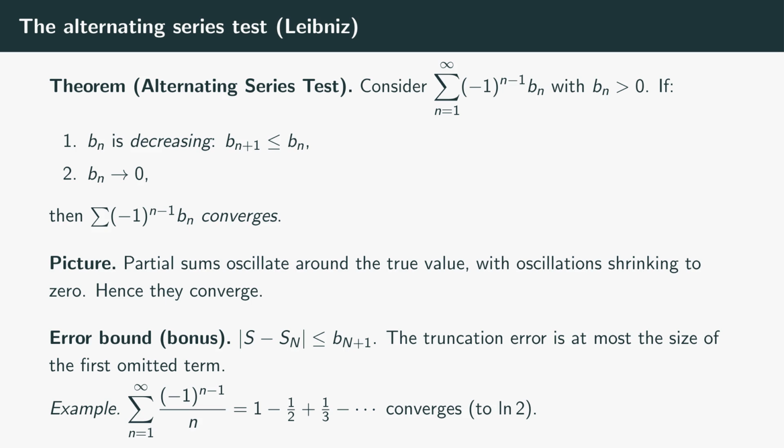Canonical example. The alternating harmonic series, the sum of (-1)^(n-1) over n, equals 1 minus 1/2 plus 1/3 minus 1/4, and so on. b_n equals 1 over n is decreasing to 0, so this converges, even though the sum of 1 over n itself diverges. The sign flips save it. Actual value the natural log of 2, about 0.693.